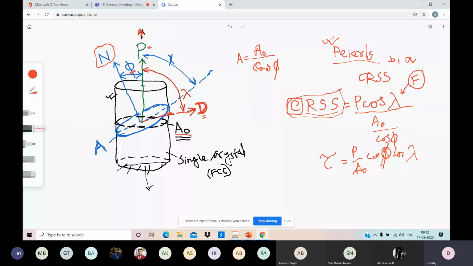So you need to put a symbol here. When the resolved shear stress equals or exceeds a critical value, then slip will occur. That is called critical resolved shear stress. And that critical value depends on the crystal system and all other factors, whatever factors control your strengthening. This critical value depends on that.